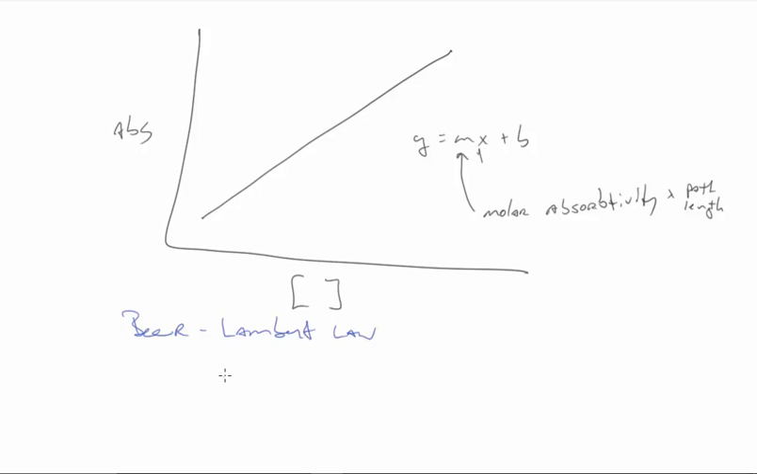All right, and the Beer-Lambert law is a really simple law. It's actually A equals abc. The capital A is our absorbance, and you want to label these because you'll need to know what these particular variables are. So A is our absorbance. The small a is our molar absorptivity.